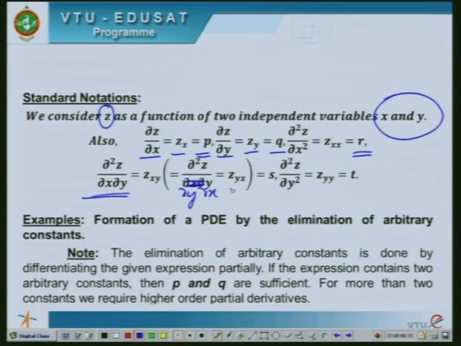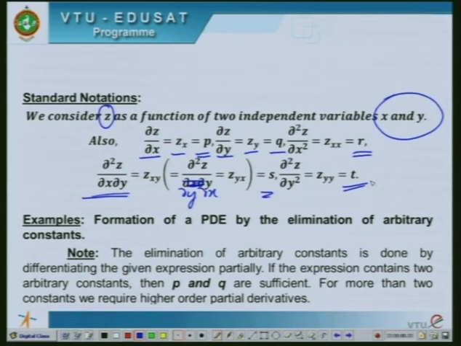Okay, ∂²z/∂y∂x, which is denoted by z_yx, that is denoted by s. And finally, ∂²z/∂y², which is z_yy, is equal to t.